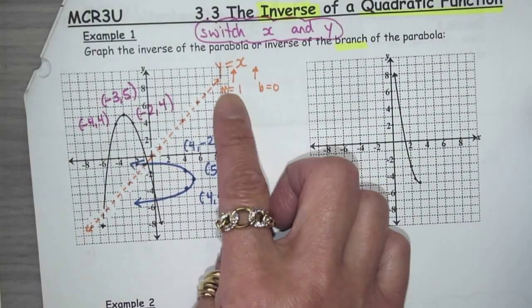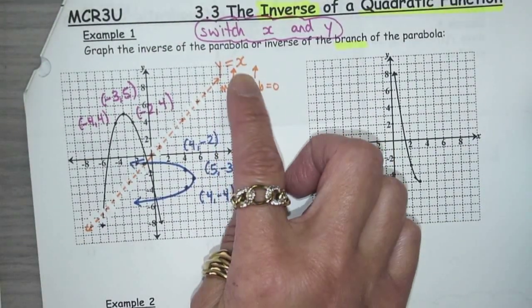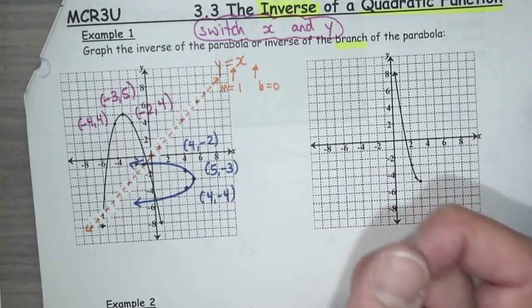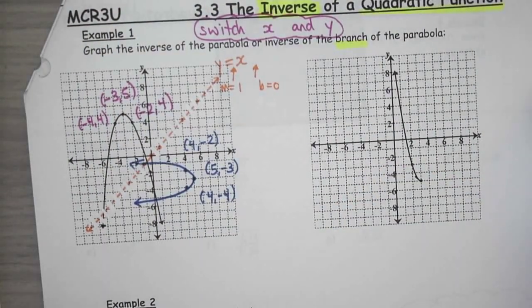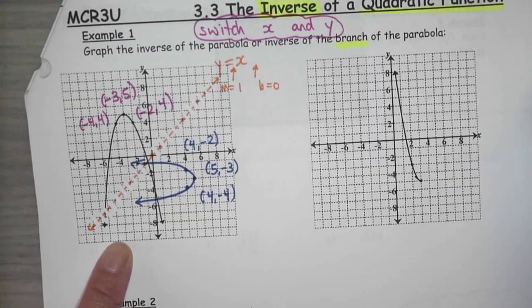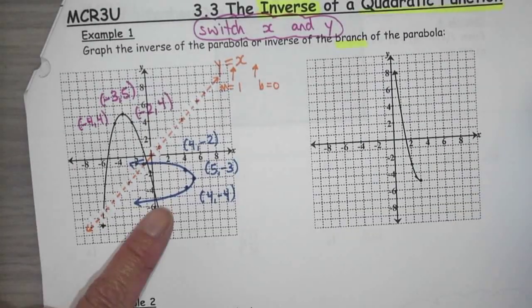So you don't have to draw this symmetry line here unless we ask you to, but if you want to look at it for yourself and go, oh yes, that does make sense, then you can see it's symmetrical. Right, does that make sense? So that's our inverse.